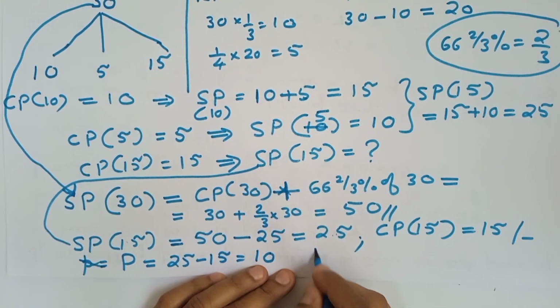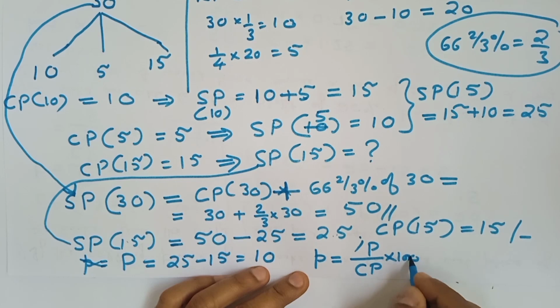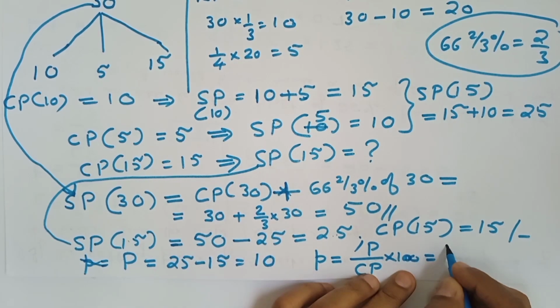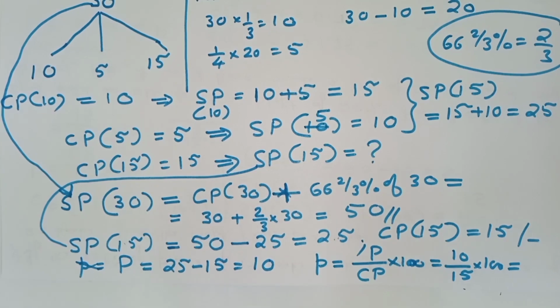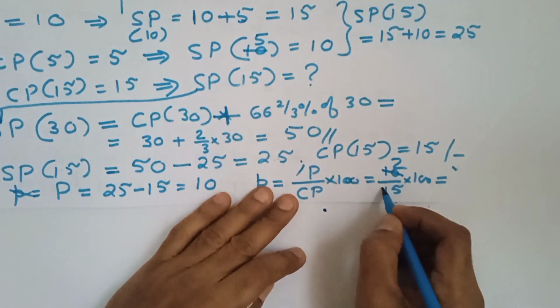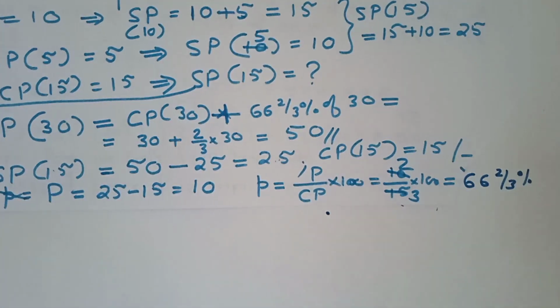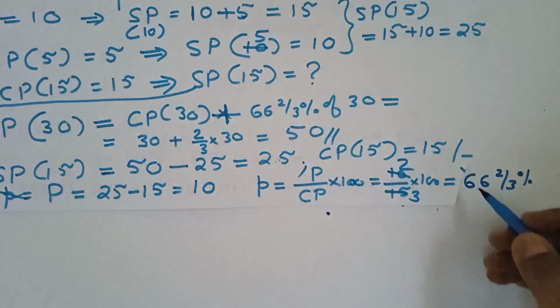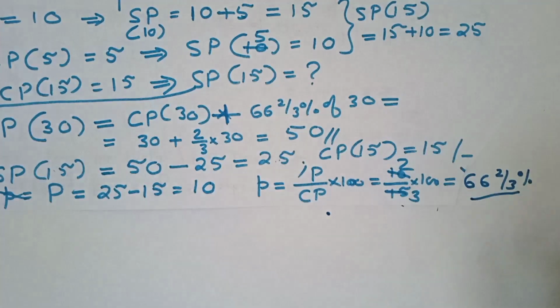Now, therefrom, you will get profit percentage using the basic result, which is 10 by 15 into 100. This on simplification, what do you have? 2 by 3, and that will be equal to 66 2 by 3%. So this is the final answer to the question. The last part of the apples should be sold at 66 and 2 by 3%.